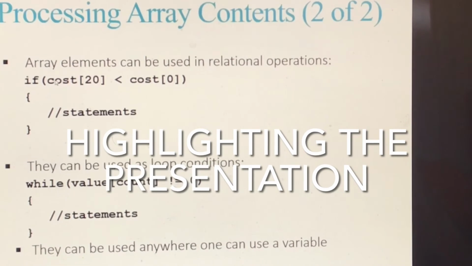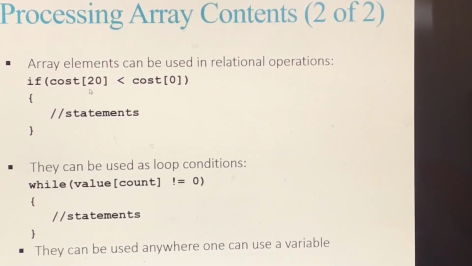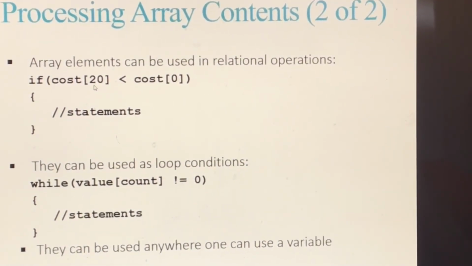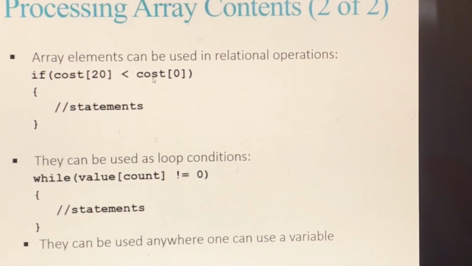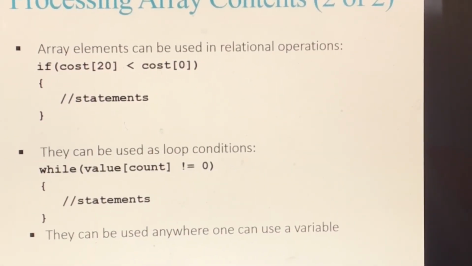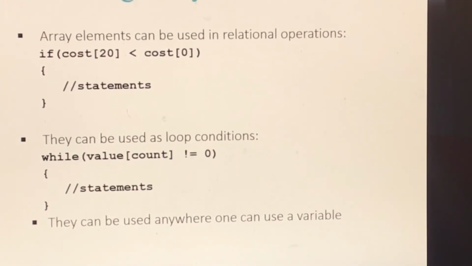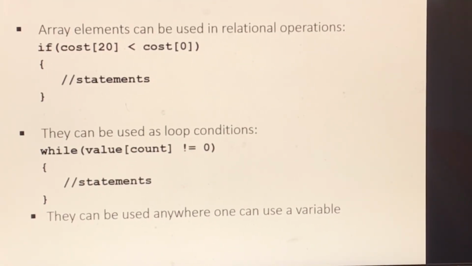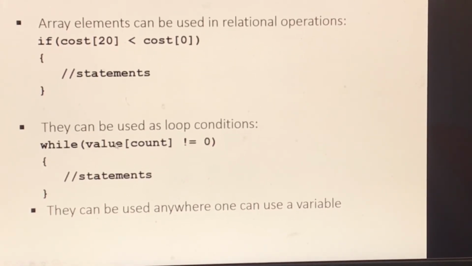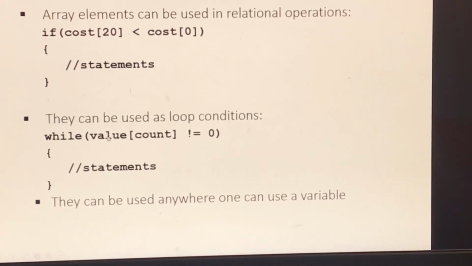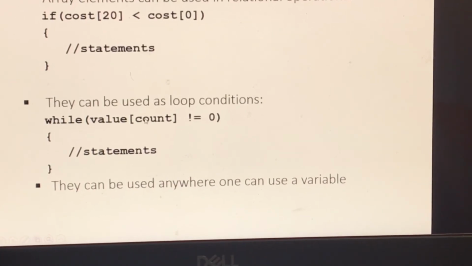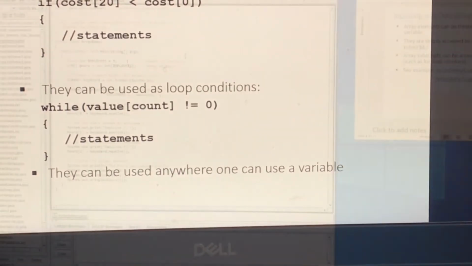So in this one, if this variable called cost and bucket 20, if whatever value is in there is less than what's in array bucket 0, that's going to be true. Otherwise, it's going to be false. I can use an array and a while loop. Again, whatever value is in this array value at whatever index value count is.